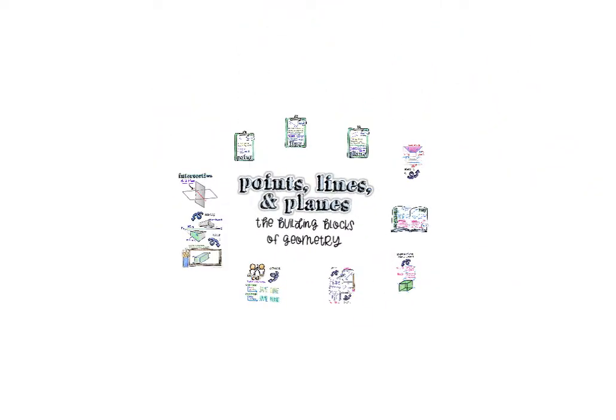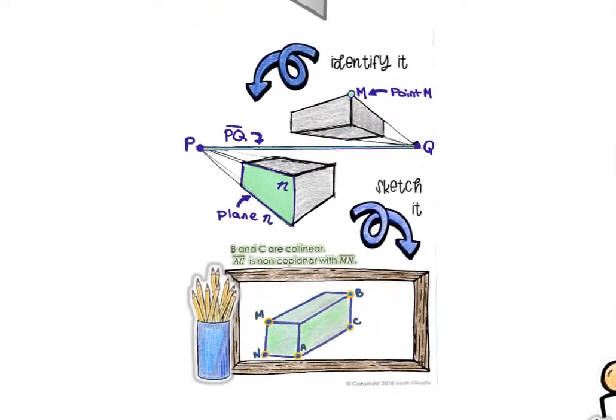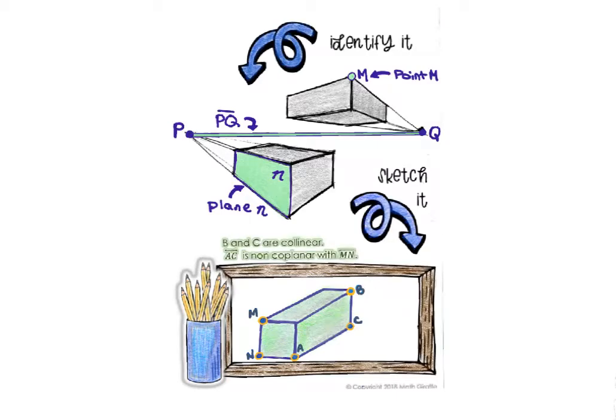Let's explore some examples. Here, I'm identifying a point M. I'm also identifying a line segment, PQ. Now notice it's a line segment, not a line, because it has 2 endpoints. And here we have plane N.